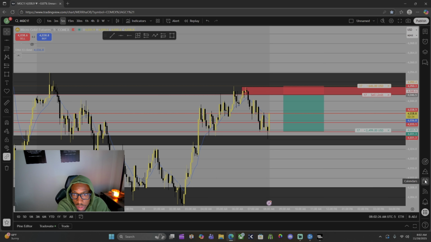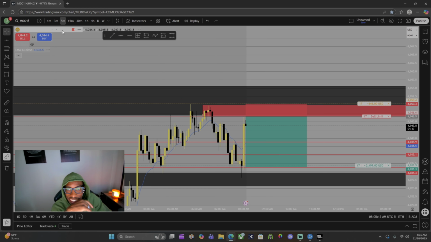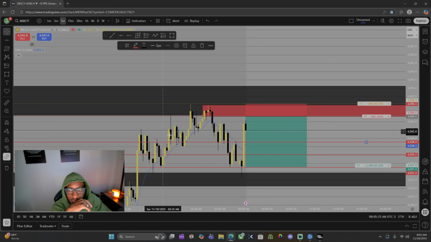It should give us our entry and drop. But market does whatever it wants, so we shall see. Pushing up, and there's no retracement on this candle. Bro. Okay, so it's slowing down. Hold on.